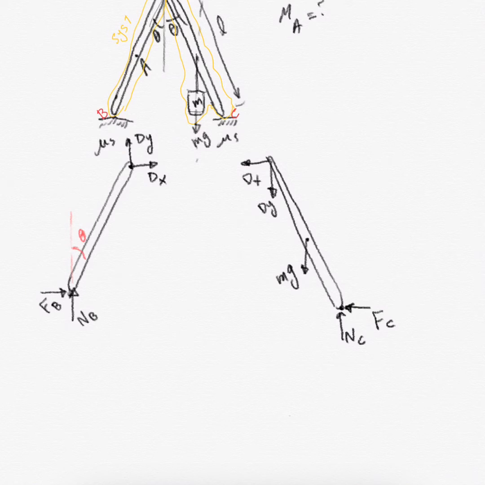That's it. So basically you can say, well, I got 2 systems, each system has 3 equations, so I have 6 equations, and on the other hand I have 6 unknowns. And what are my unknowns? Dx, Dy, FB and NB, FC and NC. So 6 unknowns, 6 equations, then you can solve it for arbitrary m.